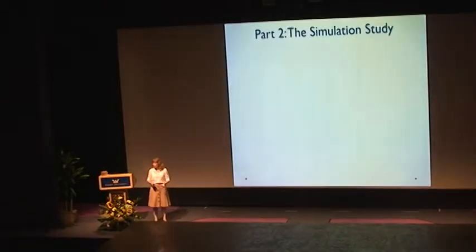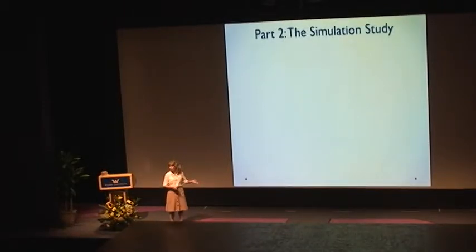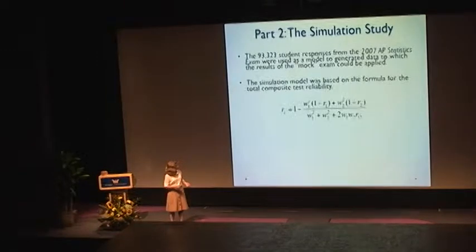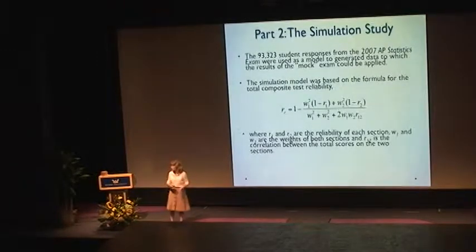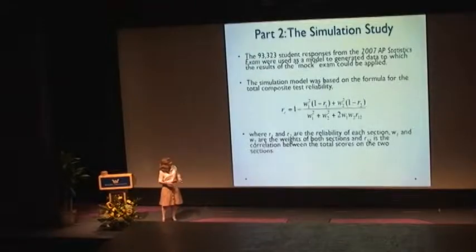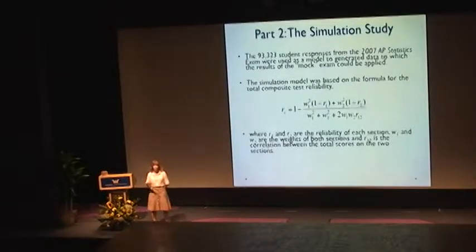Again, once we had those results, we could say, yeah, there were changes, but were they big enough to really make a difference in the operational exam? This is where the simulation study came into place. I'll put up the formula, but it's not going to be on the test or anything. This was, again, based on the total composite test reliability. So we were able to take the 2007 operational exam, develop a simulation model. So all of the things that we saw on the mock exam, we could play with.